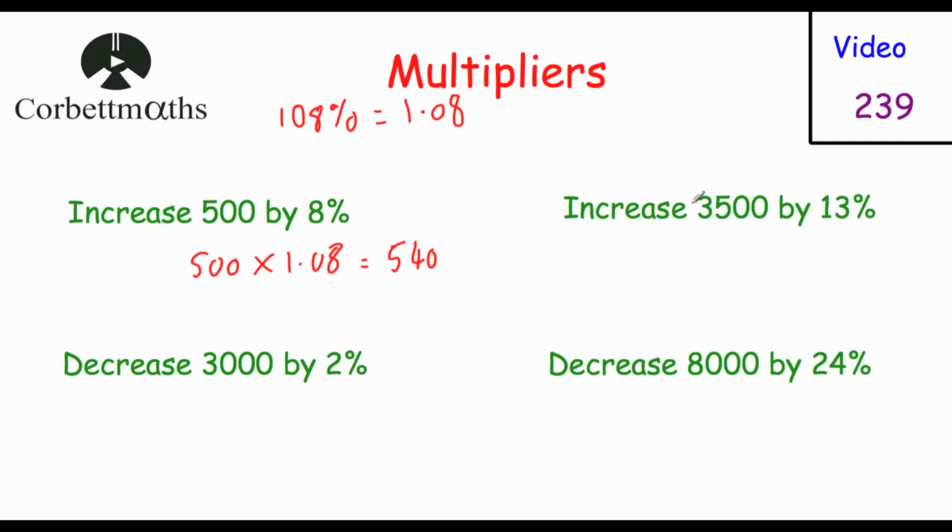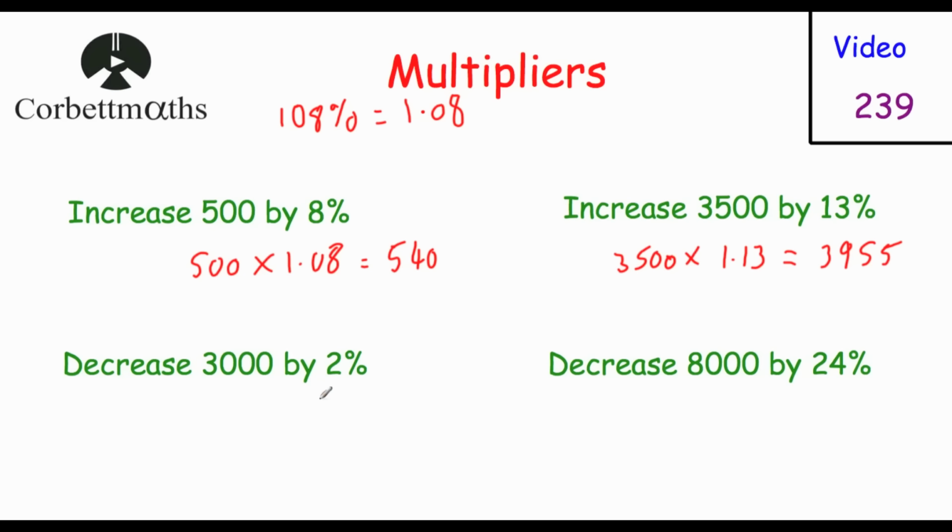So next one, if we wanted to increase 3,500 by 13%, well, if we had 100% and we increase by 13%, that's 113%. So our multiplier is 1.13. That's an increase of 13%. So if we take our 3,500 and multiply by 1.13, we get our answer. So 3,500 multiplied by 1.13 is equal to 3,955. So these multipliers are really great for increasing by percentage really quickly and easily, and that'll be useful for compound interest.